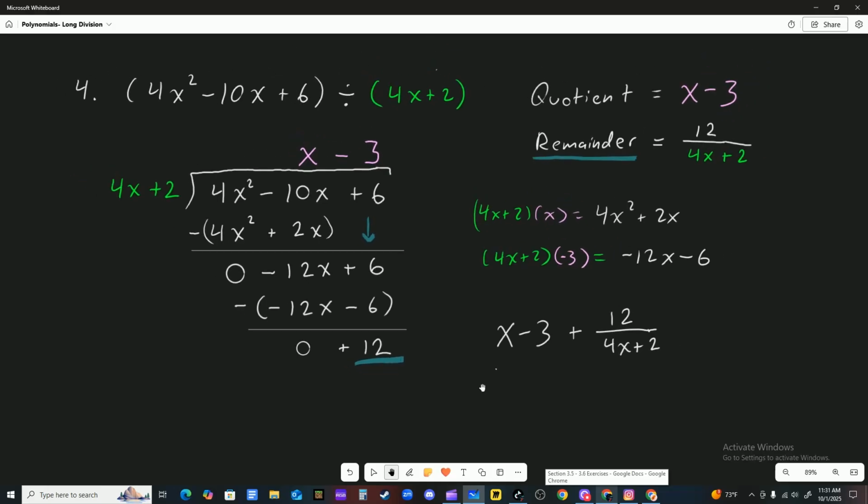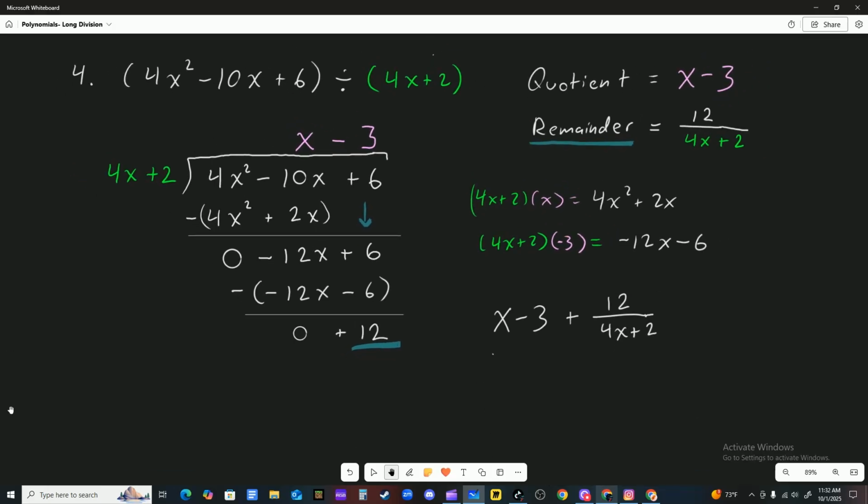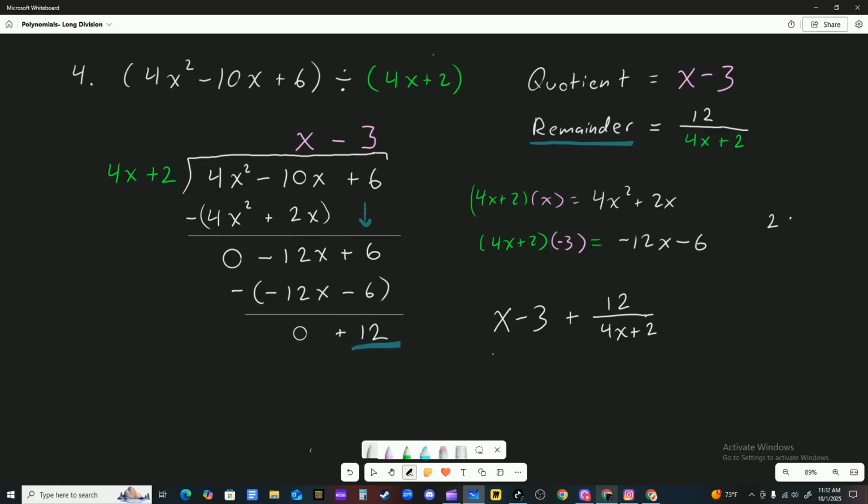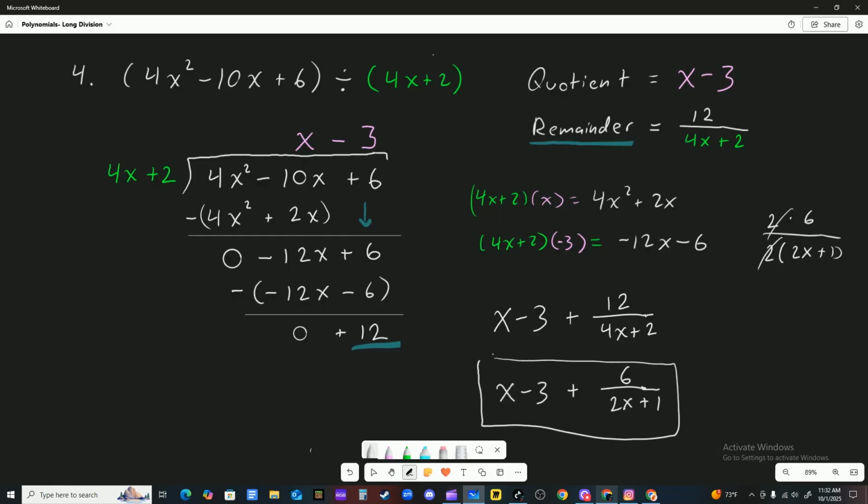We can actually reduce the remainder. I noticed that they share a 2, so I'm going to extract the 2 right up here to the side. Right? So I know that 12 is 2 times 6, and I know that 4x plus 2 share a 2. So it becomes 2x plus 1. So our final answer is x minus 3 plus 6 over 2x plus 1. Okay? They're both the same, but this one that I'm boxing in is a fully reduced version of it.